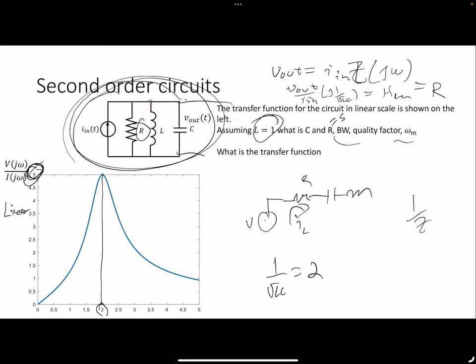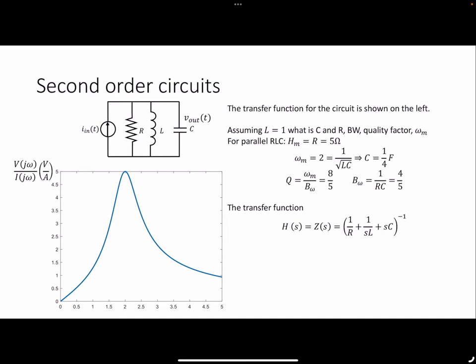Go ahead. Do you have to break out the quality graph here? I mean, you should know how to compute it, but you have a formula sheet, so maybe. So you just need to know it's omega m over the bandwidth.